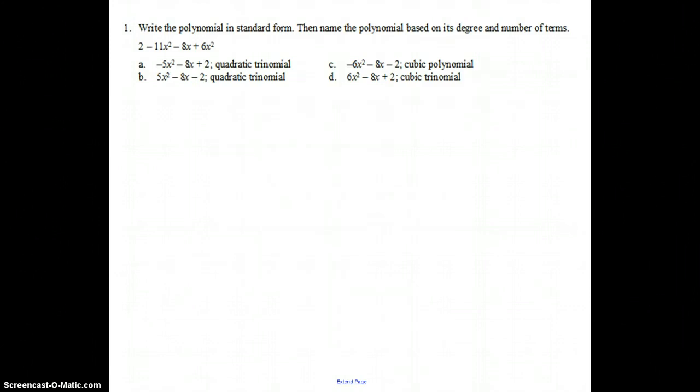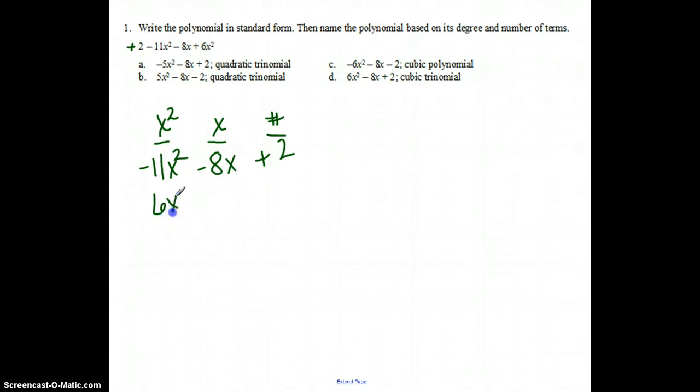Number 1. Write the polynomial in standard form, then name the polynomial based on its degree and number of terms. Okay, so first of all, if I'm looking at this, the highest exponent would be x squared. And then x, and then our number. So let's start to organize our stuff. So I assume this 2 is positive. So plus 2 here, negative 11x squared here, minus 8x here, and 6x squared there.